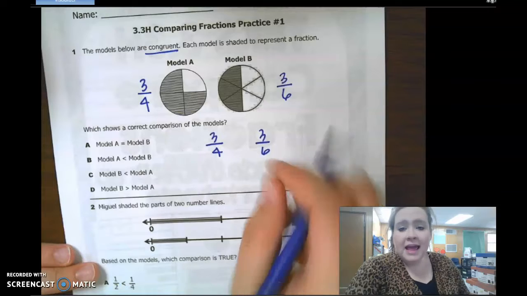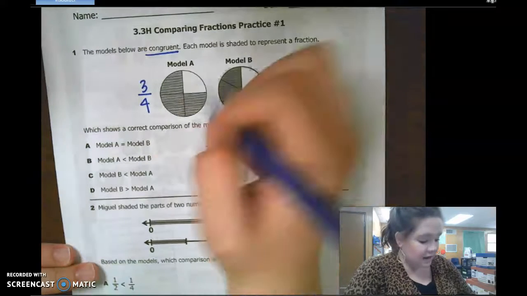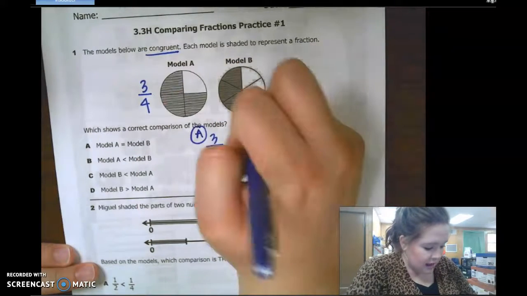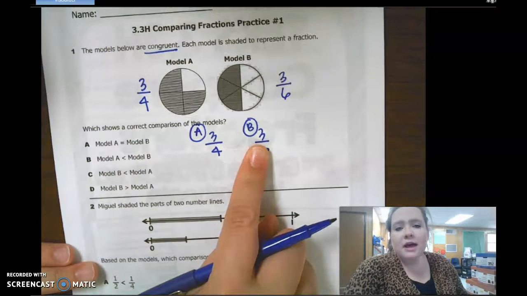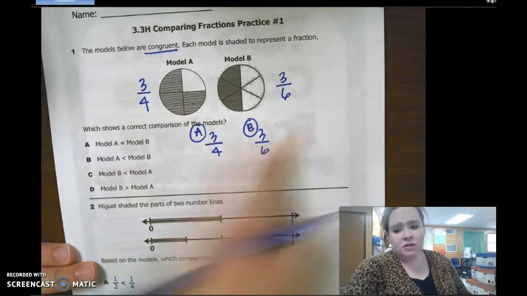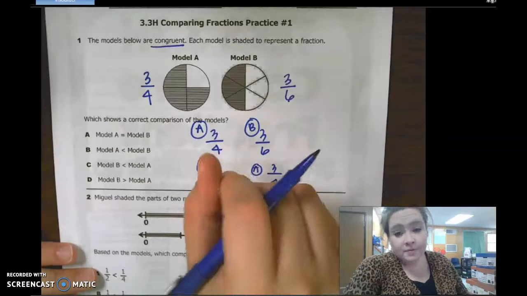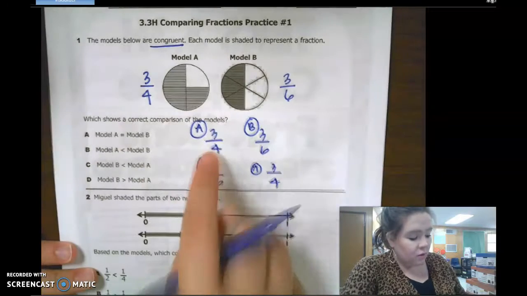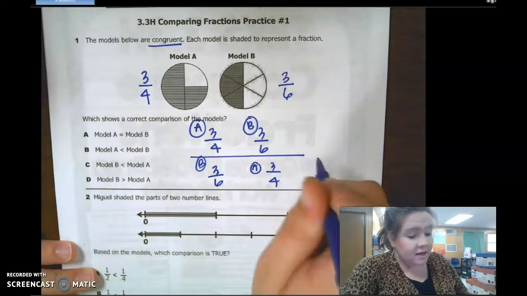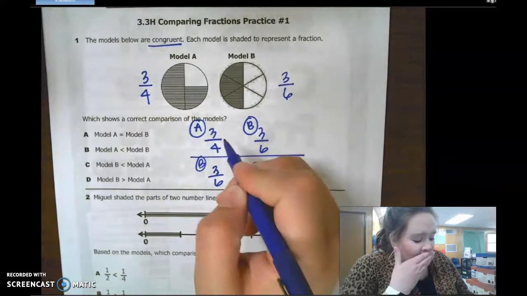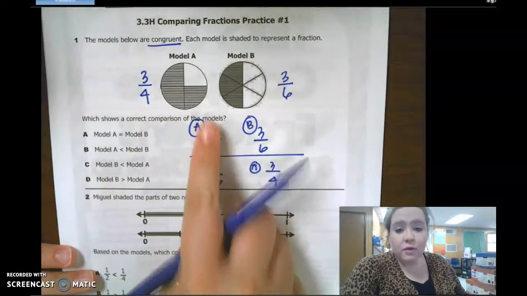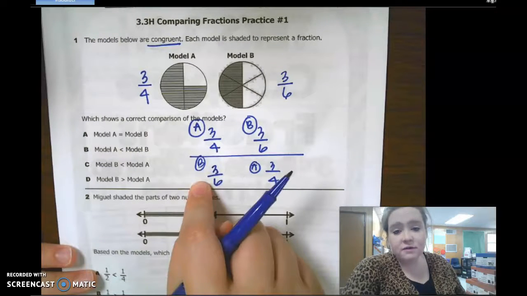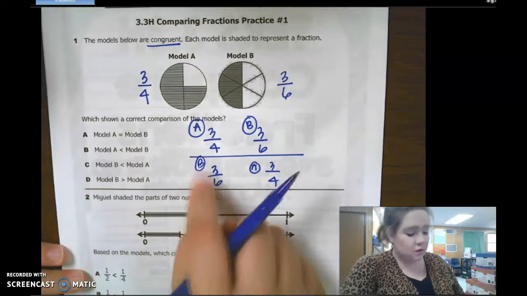It is really, really important that we look at A and B. So this is model A, this is model B. It's really, really important that we are able to recognize this comparison with either model starting first. Okay, so it's really important that we understand how to compare these fractions either way. So whether we have 3/4 first or we have 3/6 first, just like I do here, okay?